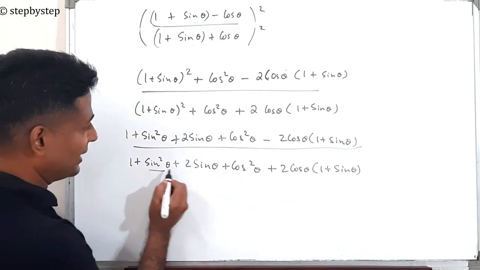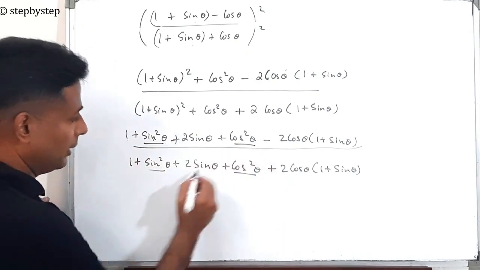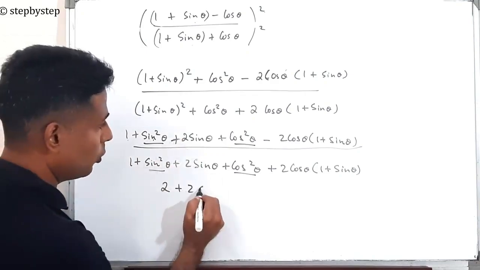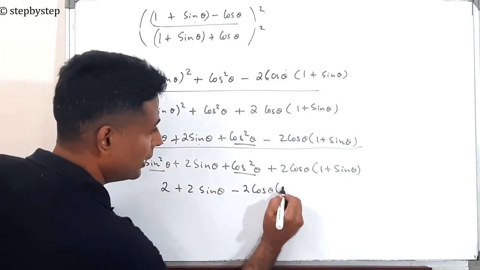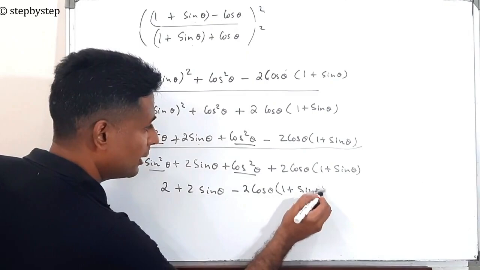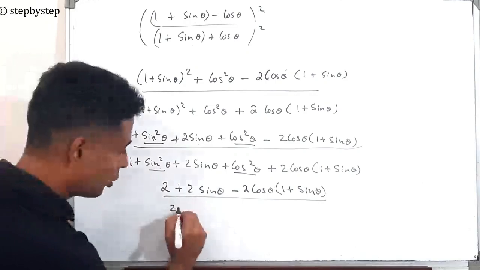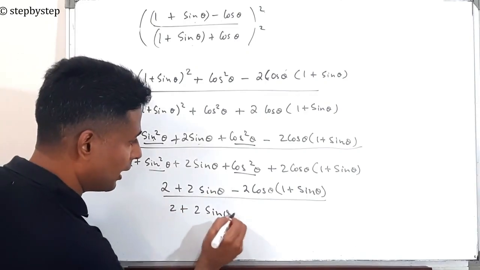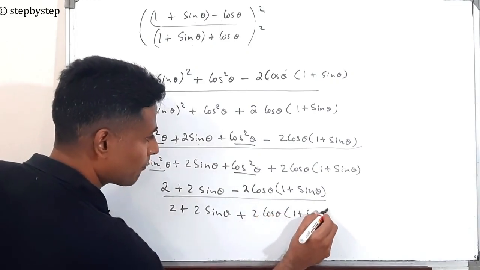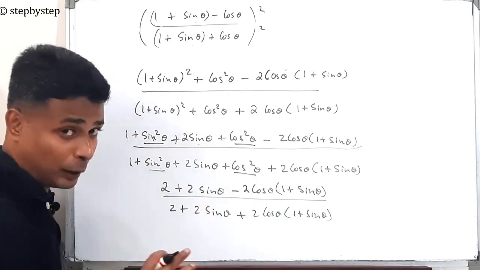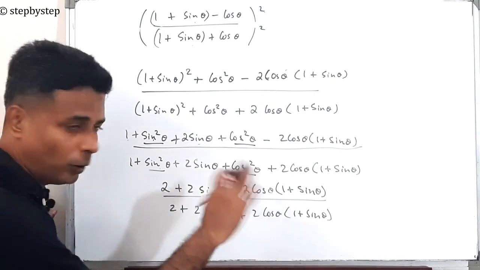Alright. Now we have sine square theta plus cos square theta, and sine square theta plus cos square theta is 1. So we get 1 plus 1, that is 2, plus 2 sine theta, which is remaining, minus 2 cos theta into 1 plus sine theta. Whole by again 1 plus sine square plus cos square is 1. So 1 plus 1, 2 plus 2 sine theta plus 2 cos theta into 1 plus sine theta. If any of you are thinking that we can cancel this, we cannot. Remember guys, why? Because there are plus and minus signs in between. It is not whole into something.